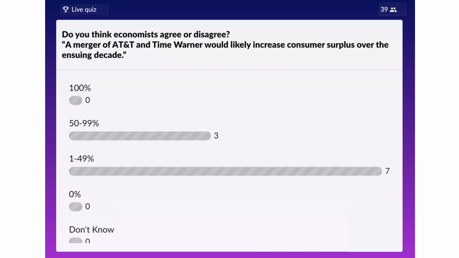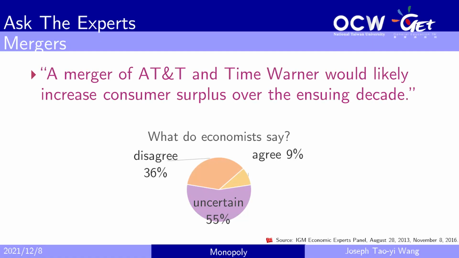Okay, so the majority of you say less than 49%, some say above 50%, and the answer is indeed less than 49%. So here, 55% of the economists are not sure, just like you guys, 36% disagree, and only 9% agree. The key thing here is that AT&T and Time Warner, these two big giants, if they merge, it's likely they would have enormous market power, and of course, that's the main concern.